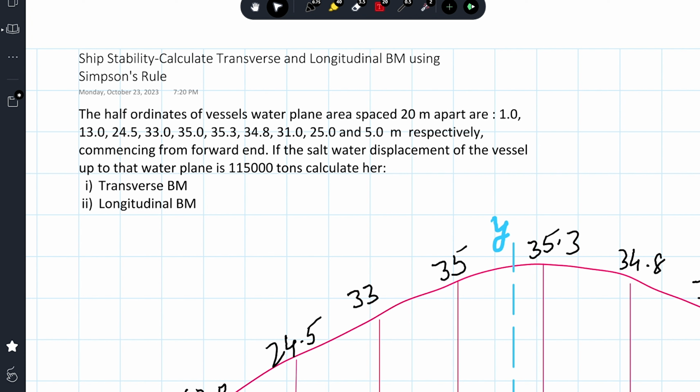This is about the past paper. For phase 2, it requires calculation of transverse BM and longitudinal BM.